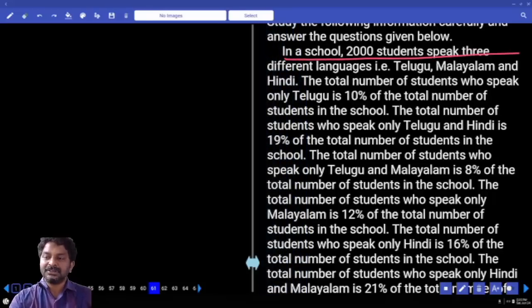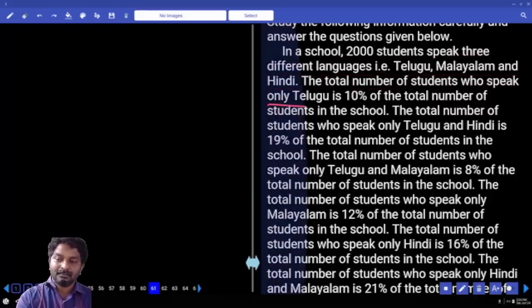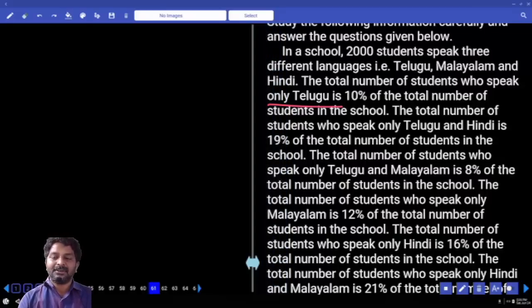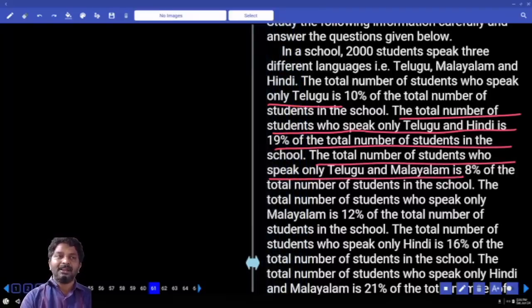In a school, 2000 students speak 3 different languages, that is Telugu, Malayalam and Hindi. The total number of students who speak only Telugu is 10% of the total number of students. Total number of students who speak only Telugu and Hindi is 19% of the total number of students in the school. Total number of students who speak only Telugu and Malayalam. What did you observe? Only. When you keep repeating that only, either a table or a Venn diagram, but I prefer a table.